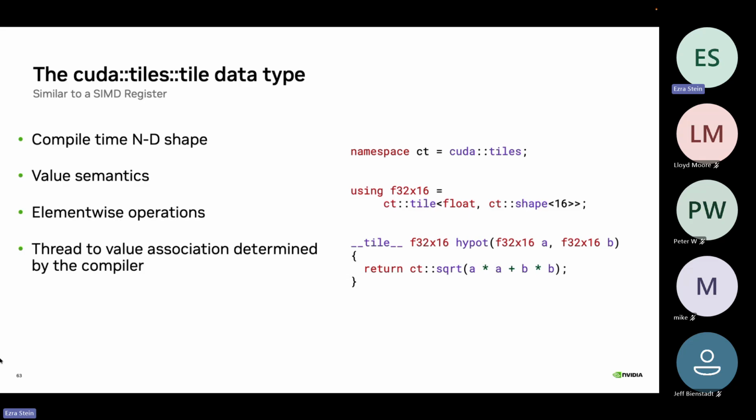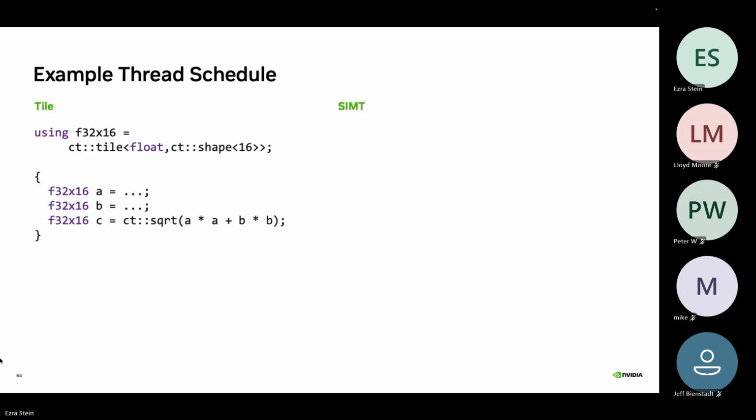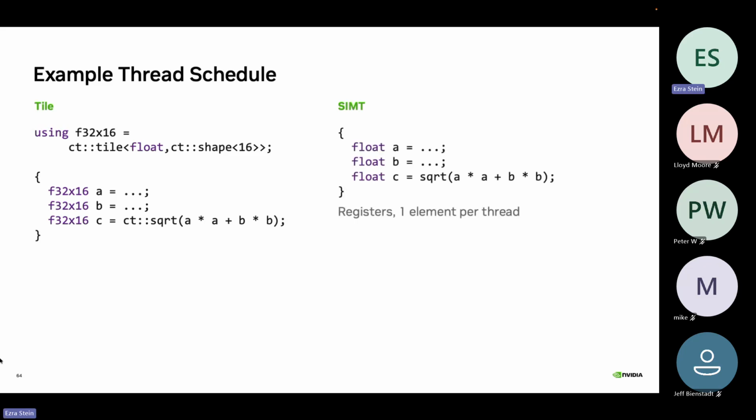And finally, the compiler is going to determine how to map these element-wise operations onto the actual hardware threads. So this thread-to-value association is determined by the compiler. So we can take a closer look at how the compiler might schedule one of these operations. On the left, I've got the same code. It's computing that hypotenuse. I've just reoriented it a little bit so it has variables. And on the right, I have one way that this could be mapped to a SIMT paradigm.